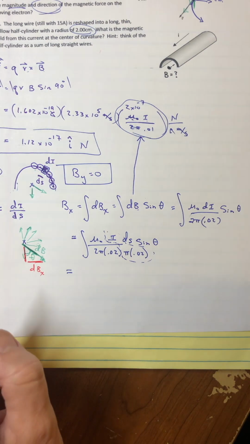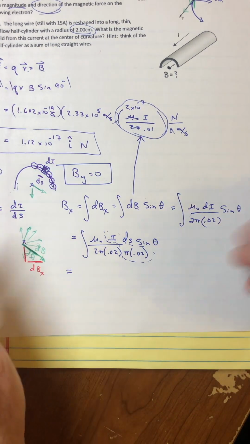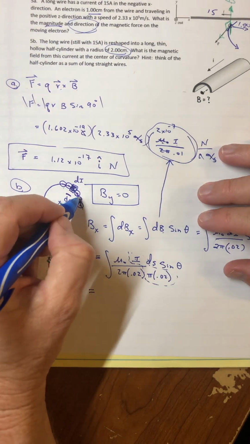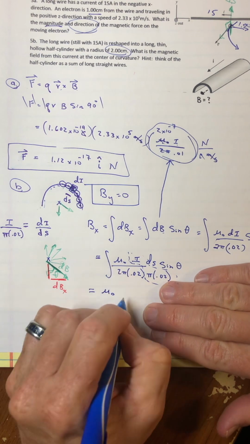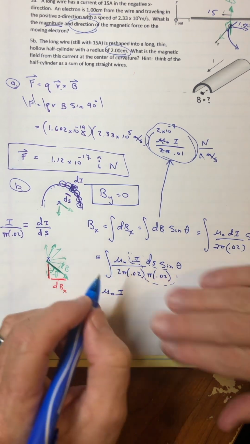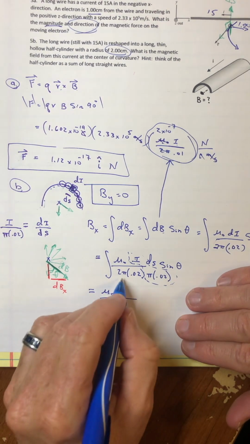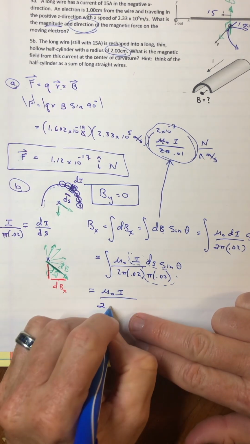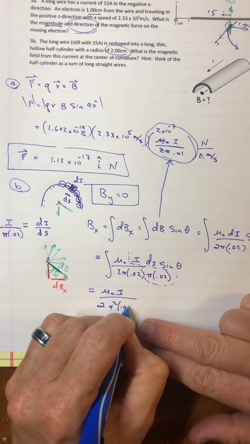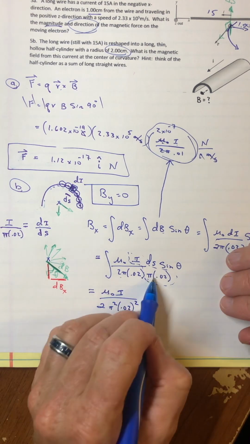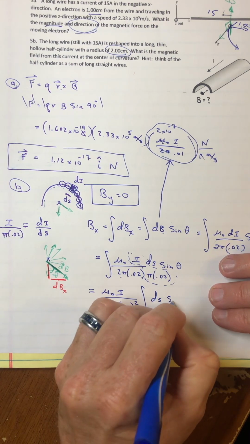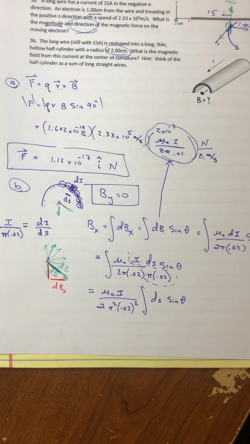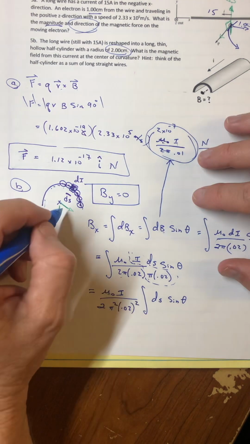So maybe I'll start pulling things out that don't change, that are constants as I add up around this semicircle. So I'll pull out the mu naught. I'll pull out the total current. Down in the bottom, looks like I'll have a 2. Looks like I'll have a pi squared, and I'll have the radius squared. So pi squared and radius squared. And I've got an integral of ds sine theta. Now, the theta that I've been talking about is this theta.